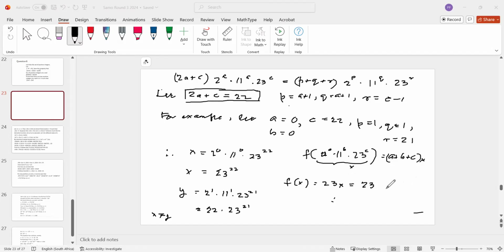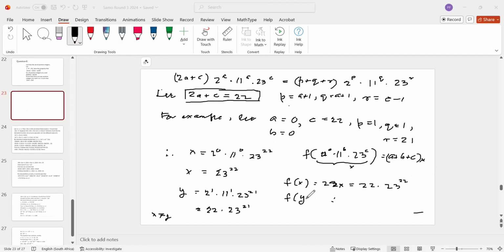Sorry, something is funny here. a equals 0, c equals 22. So f of x is equal to a plus b plus c times x. Oh, I'm sorry, it's 22 here. The sum of a plus b plus c is 22. So f of x is 22 times x, and x is 23 to the power of 22. So that's f of x.